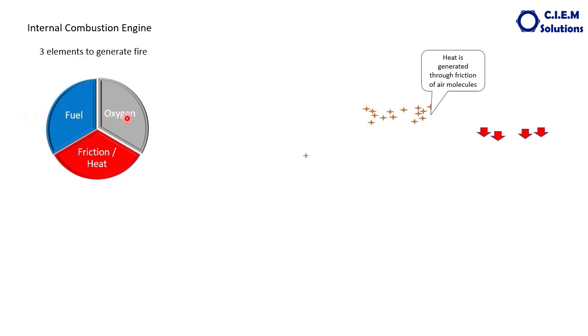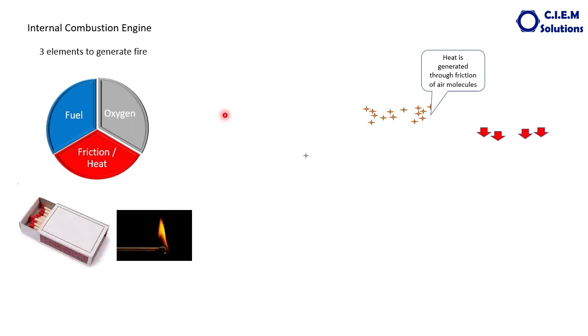One is oxygen, which is available in the atmosphere. Friction: due to the compression of the gases, friction is generated inside the cylinder. The fuel, whatever we are using, petrol or diesel, whatever it may be. What happens in the cylinder we will also see.